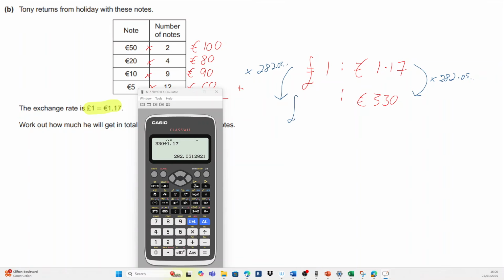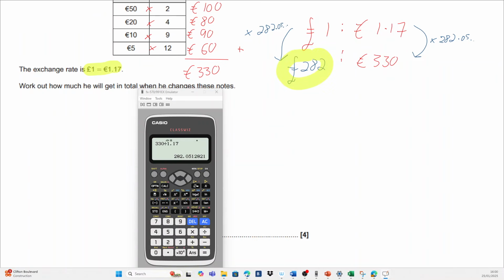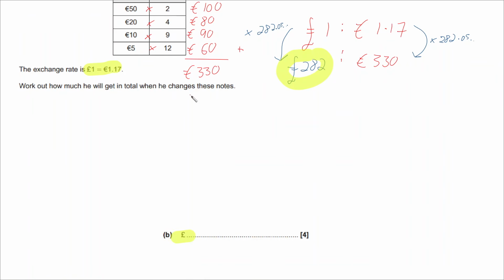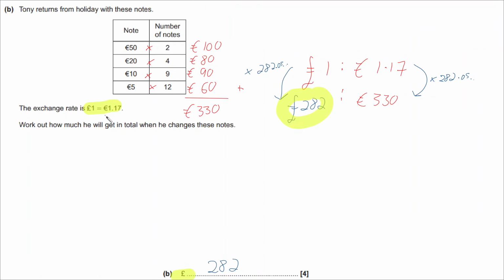well, £282. It's not asking me to round anything here. It just says, work out how much he will get in total when he changes these notes. There's no rounding here, so that's fine. I'm going to leave it like that. So my answer is going to be 282 pounds, and that's to the nearest whole number, and that's fine. Good. Check the mark scheme. We are all good. Perfect.